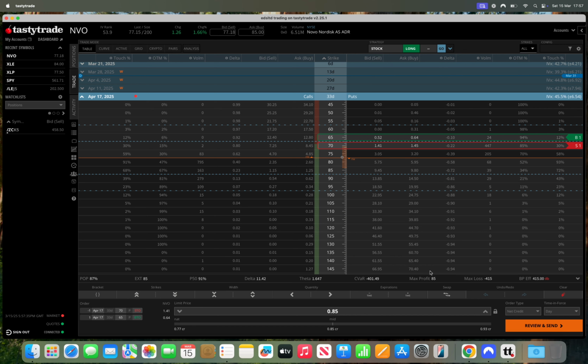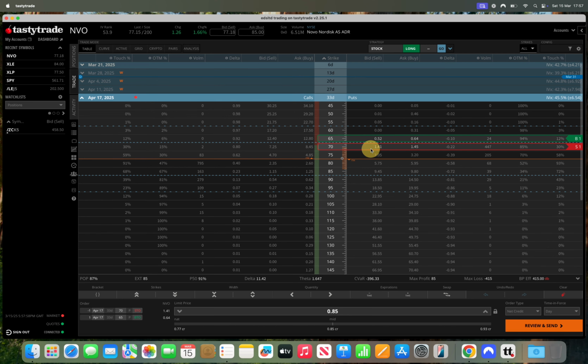Our profit or our premium that we collect has been reduced as well, but our return on capital now is a little bit higher. Or really and truly, it's kind of about the same. There's not really too much difference, but that's just because of this particular underlying. Generally speaking, you will have a higher return on capital.